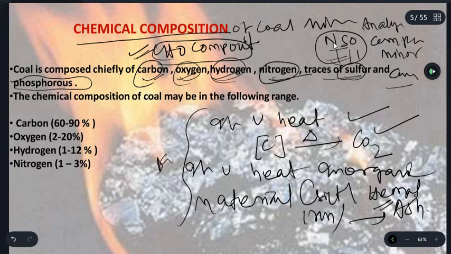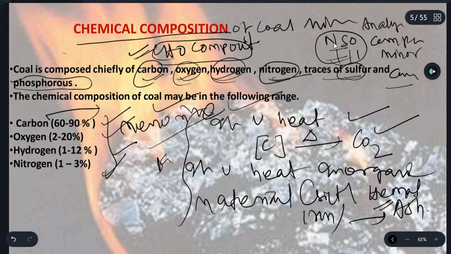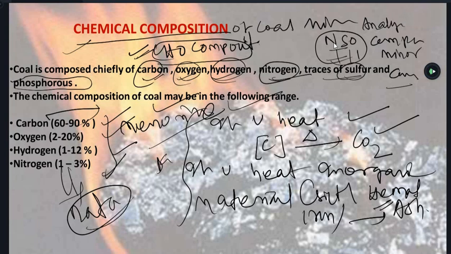Okay, the chemical composition of coal is in the following range. Carbon is the major source, approximately 60 to 90%. Oxygen is 2 to 20%, hydrogen is 1 to 12%, nitrogen is 1 to 3%. You can memorize this, but this is too much data and too much data won't be asked in the exam. The main objective question from here is: what is the major source of coal? CHO compound. The minor compound is NSO, including phosphorus also there. Trace of sulfur and phosphorus. Clear? Any doubt till now?